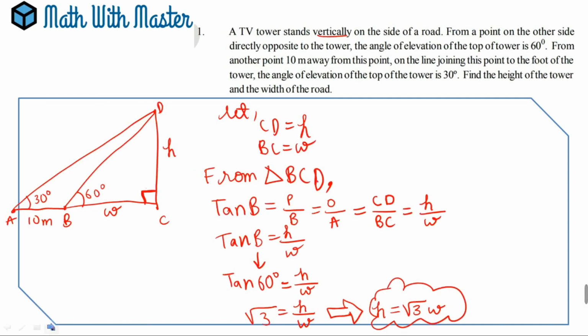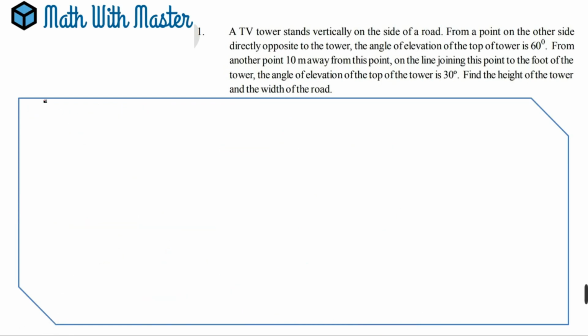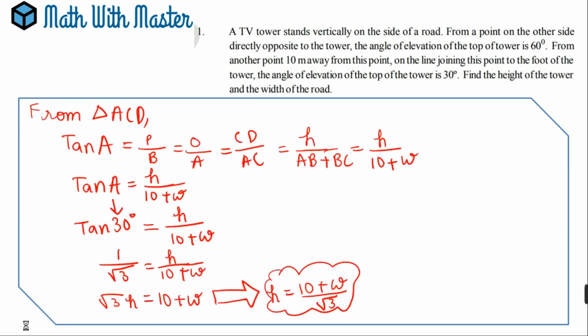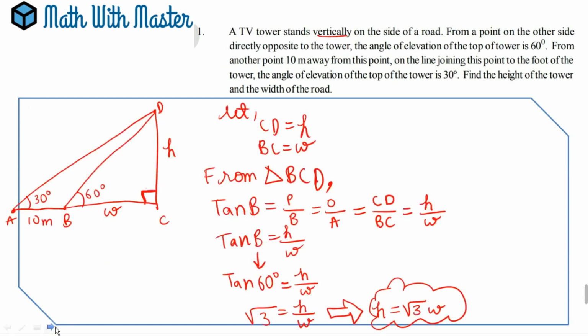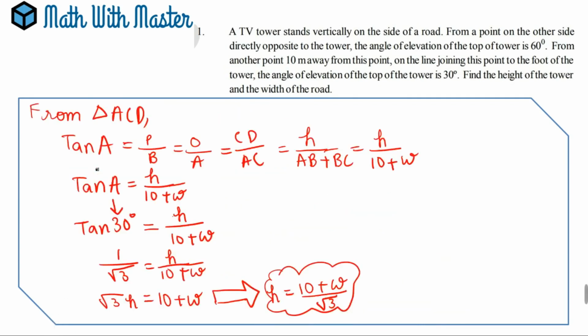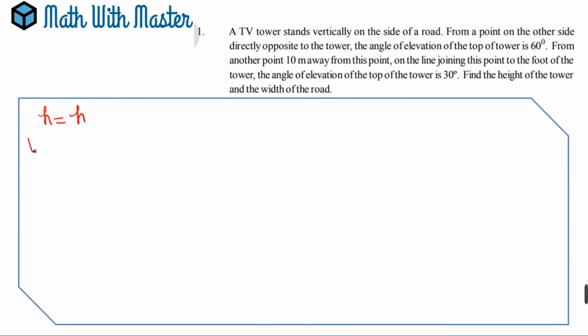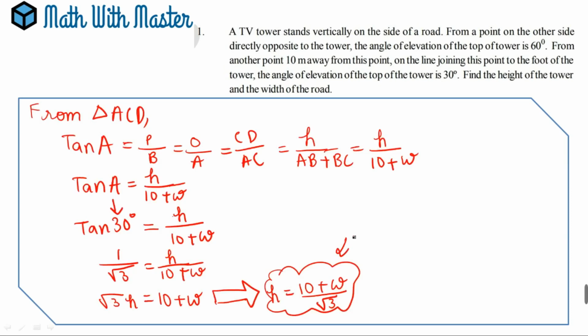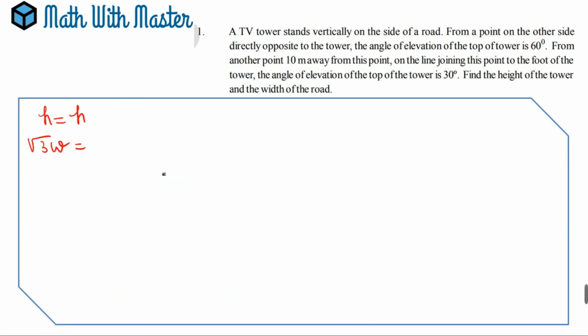So now what we will do is, now we will say H is equals to H. So we will write the first value of H, which is this root 3W. So root 3W is equals to, what is the second value of H? It is this (10 plus W) upon root 3.